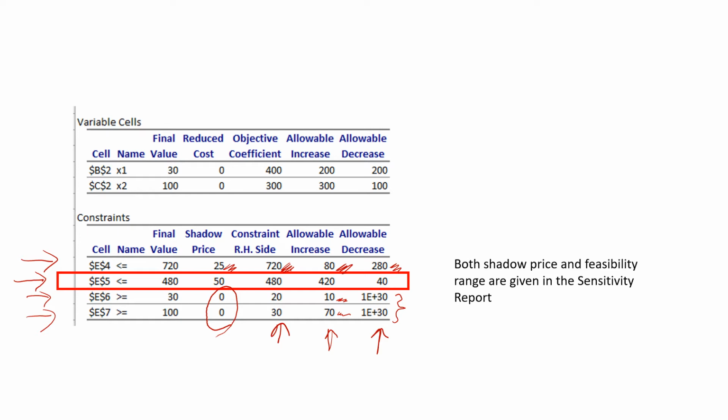So again, even when the shadow price is 0, which it is for non-binding constraints, we have a feasibility range. And in this case, we are allowed to decrease. Excel uses this 1 times 10 to the 30th, which means infinitely far. So we can decrease it as far as we want to with no impact, and it doesn't change the optimum point, but we can only increase it so far. So that's the idea of a dual price or a shadow price. It's the value of your resource.